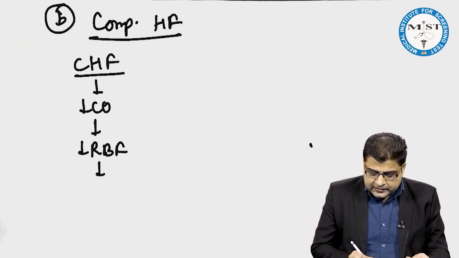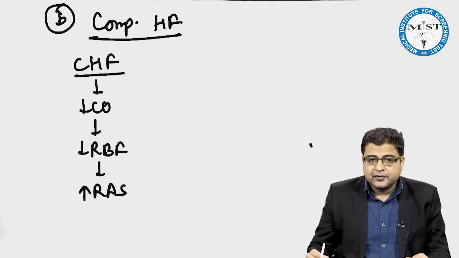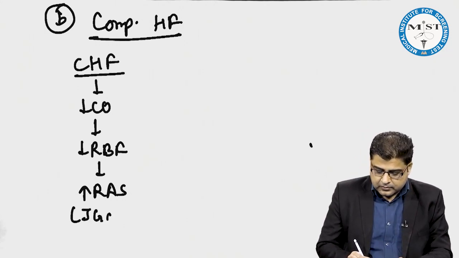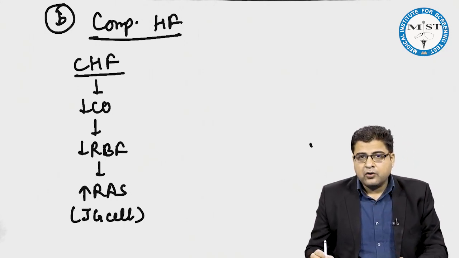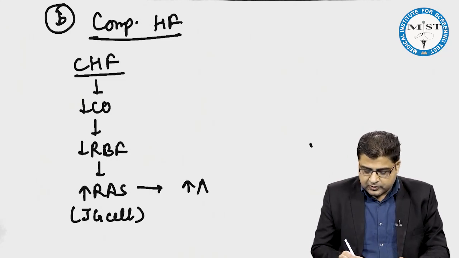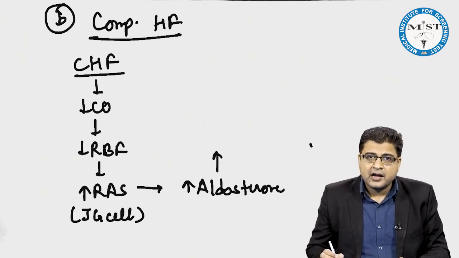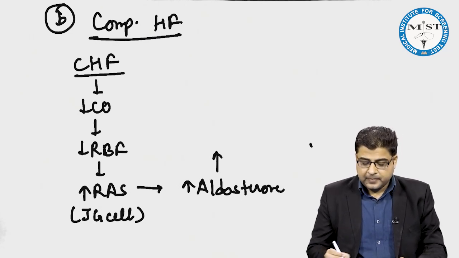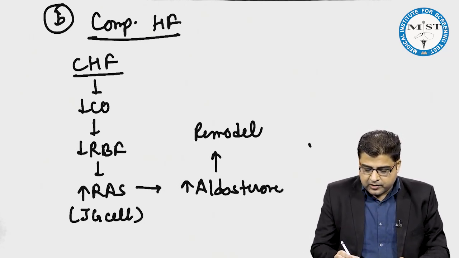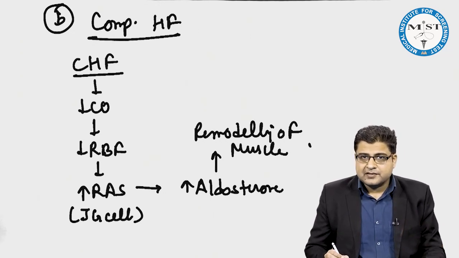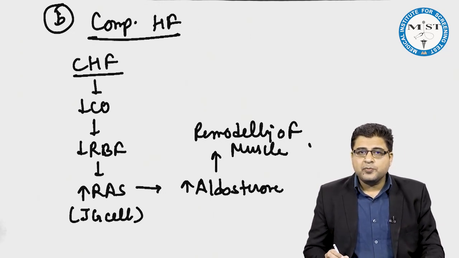So when renal blood flow is less, the RAS system is activated, and in this RAS system, renin is released from JG cells. And now this RAS system will lead to release of aldosterone hormone. This aldosterone hormone will act on cardiac muscles and can result in hypertrophy and remodeling of cardiac muscles. Remodeling of cardiac muscles means hypertrophy and fibrosis of cardiac muscles. And this always takes place towards the luminal side.